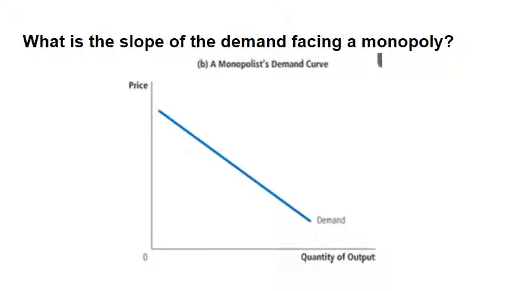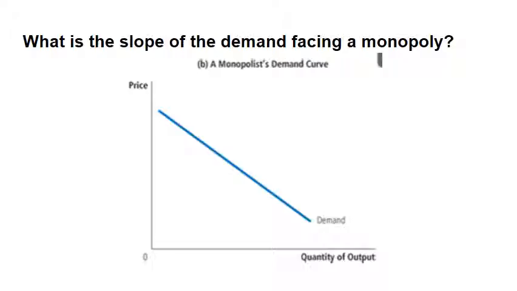The demand curve facing a monopoly has a negative slope. Since the firm is the sole seller in the industry, the demand curve facing the firm is the demand for the product. Therefore, the demand facing a monopoly conforms to the law of demand.